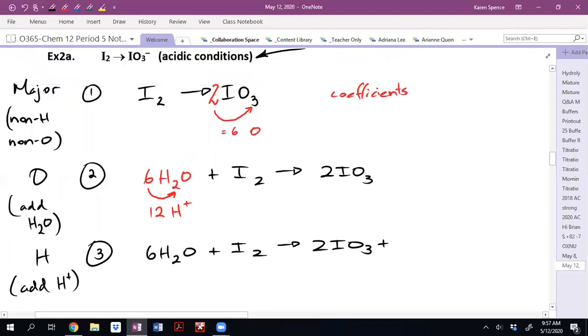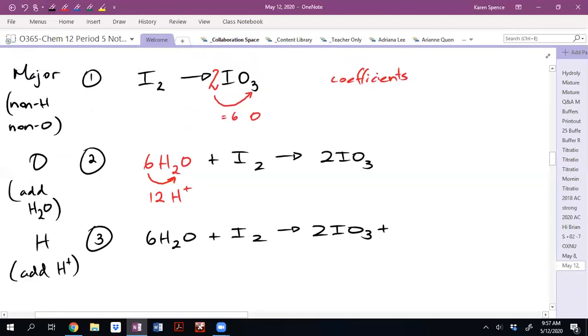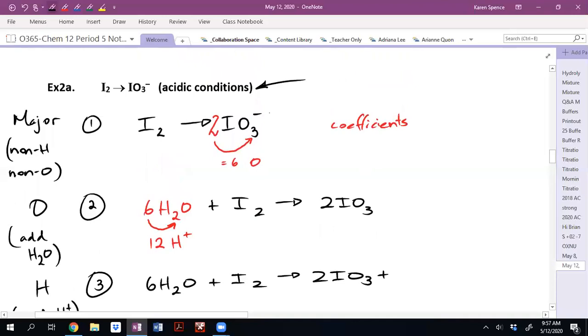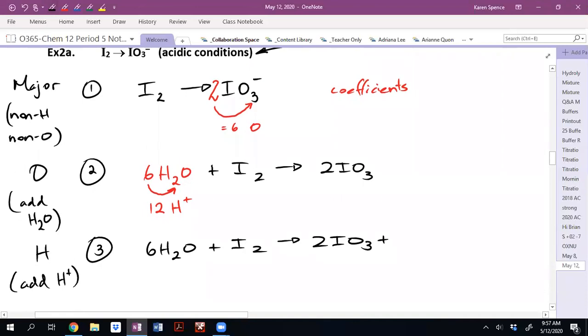and let me just make sure I'm doing this correctly. Oh, it's IO3 minus, dang. IO3 minus. Always go back to your question and make sure you haven't lost a charge somewhere. I have a tendency to do that. The only reason I caught it is because I know IO3 minus is an ion. Okay, so we were balancing out our hydrogen, so we need to add 12 H plus over here.